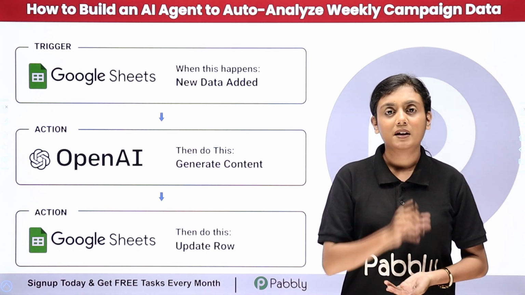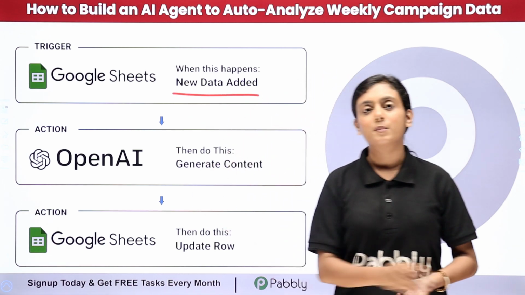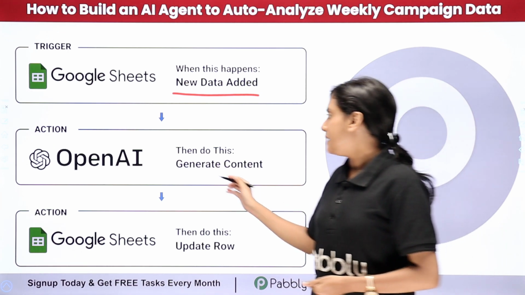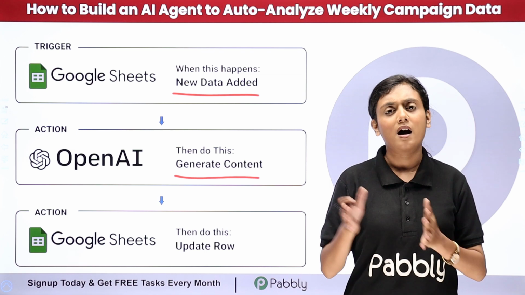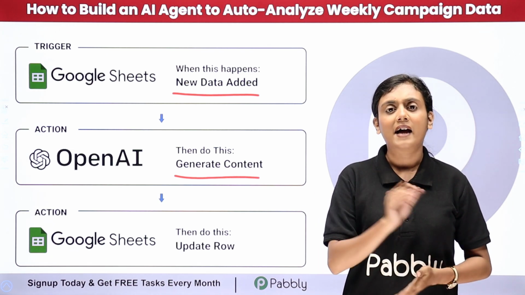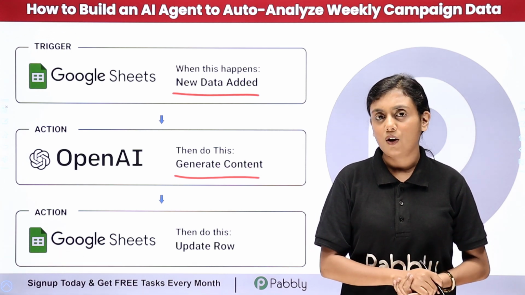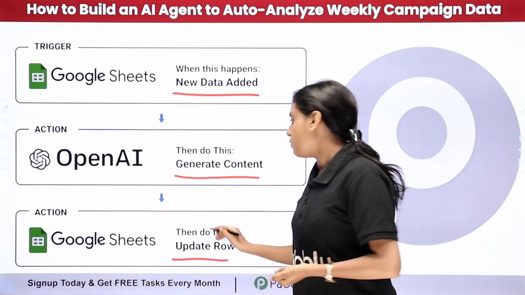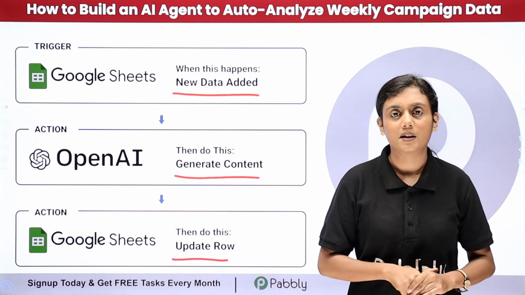Now what is going to happen is, in my Google Sheets, I am going to add the data of the weekly performance of the campaign. As soon as I add the data, automatically an AI agent is going to generate things like the summary, CPC, CPR, ROI and other details, and analyze the data that I have added in my Google Sheets. Once the analysis is done, this AI agent is going to update the spreadsheet with that generated data so that I can have a systematic record.